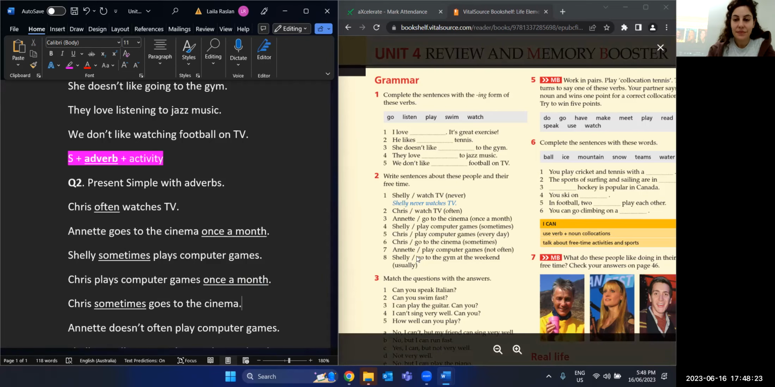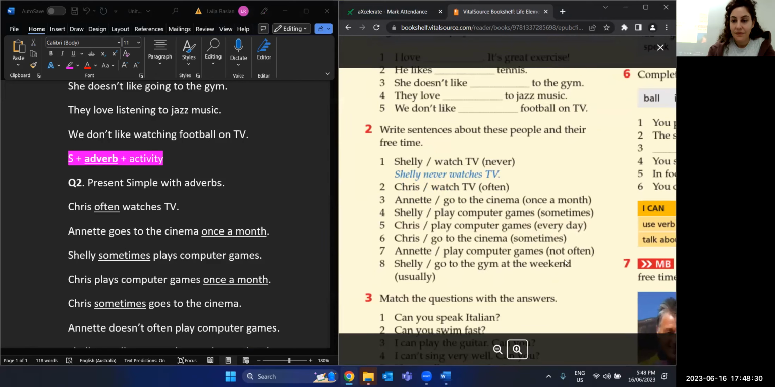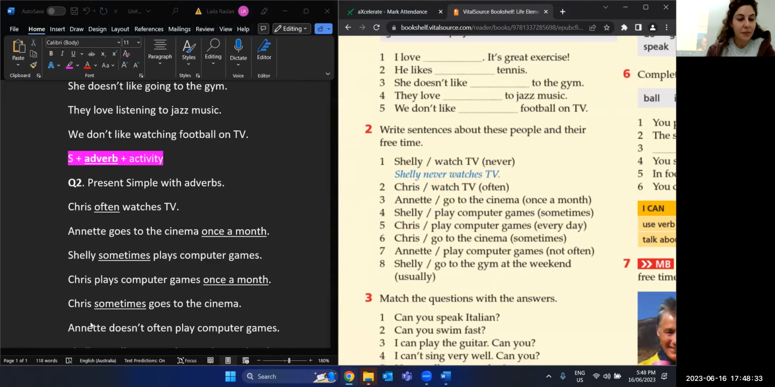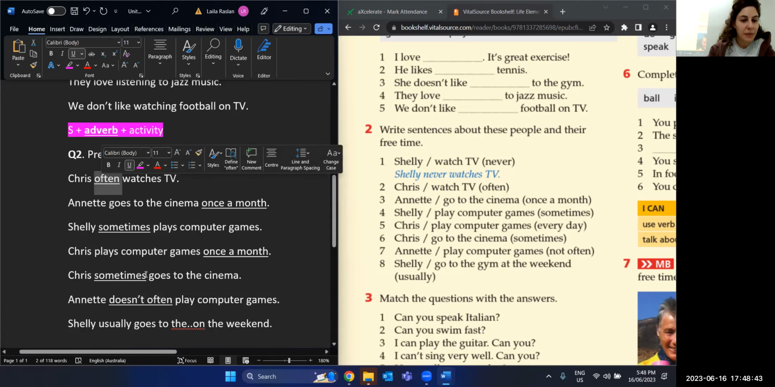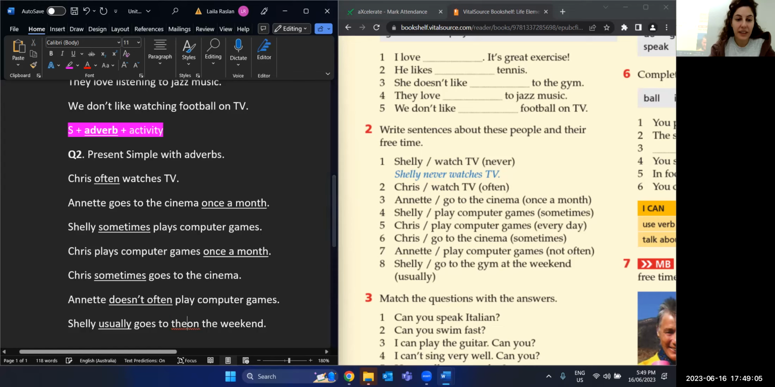Annette doesn't often. Yep, because it's she doesn't often. So similar to where we said with Chris, it must go after the subject. So it's just a negative. So she doesn't often play computer games. Yep. And the last one, Shelley usually goes to the gym on the weekend.